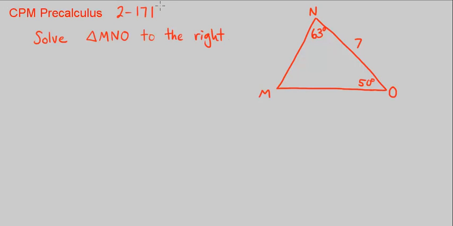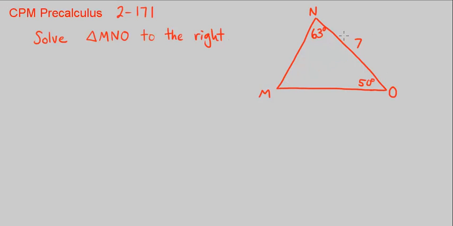This is CPM Precalculus Chapter 2, number 171. Here we're asked to solve the triangle to the right, triangle MNO. Before I solve this, I want to make sure it's labeled. M, N, and O are the vertices.